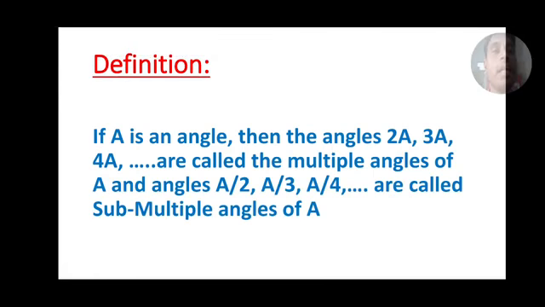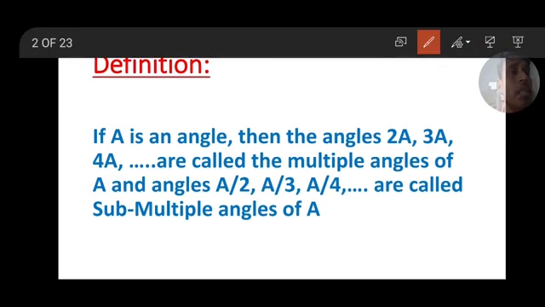Suppose capital A is an angle. Then the angles 2A, 3A, 4A, and so on, meaning multiples of A, 2 into A, 3 into A, 4 into A, are called multiple angles of A. And the angles A by 2, A by 3, A by 4, and so on, are called submultiple angles of A. Multiple angles means 2A, 3A, 4A, and so on, and A by 2, A by 3, A by 4, and so on are called submultiple angles of angle A.